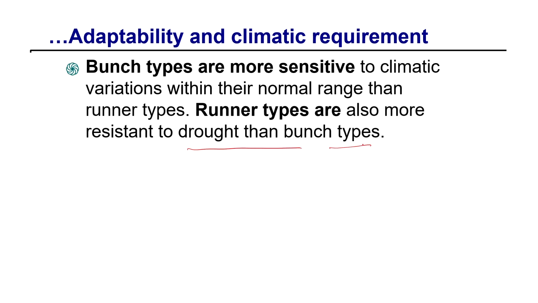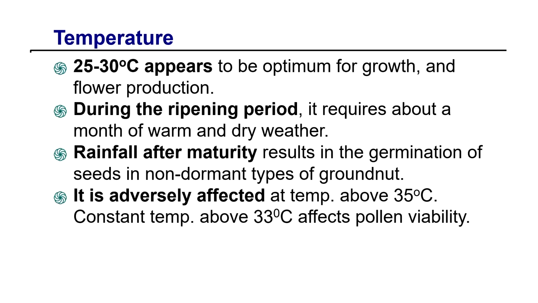So, in the previous lecture you have learnt the differences in the bunch type or erect types or runner types, or you can say spreading, trailing. There were different categories, 5 categories of groundnut that you have learnt in the previous lecture. Now, so far temperature requirement is concerned, 25 to 30 degrees centigrade appears to be the optimum temperature for growth and flower production in groundnut.